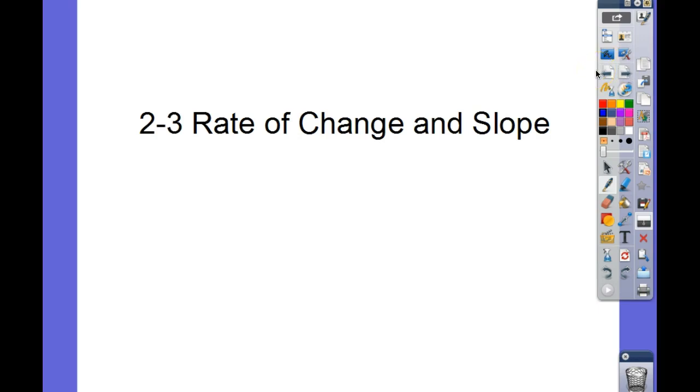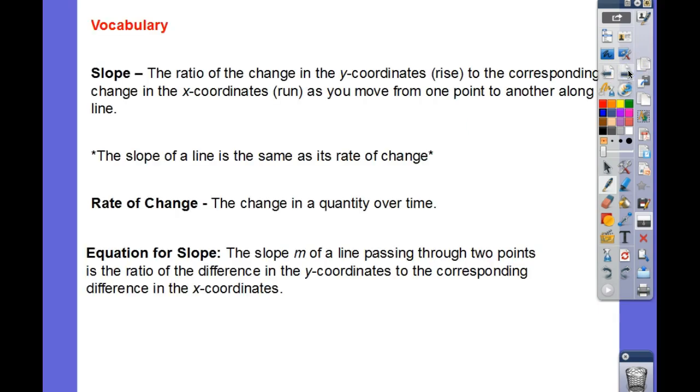So 2-3 in our textbook is called rate of change and slope. Those words are literally interchangeable. Slope is the rate of change. The rate of change is slope. So if it asks you for either or, that's what we're finding.